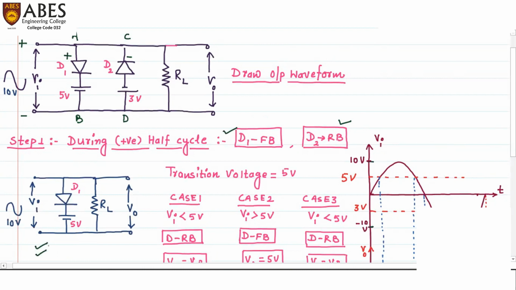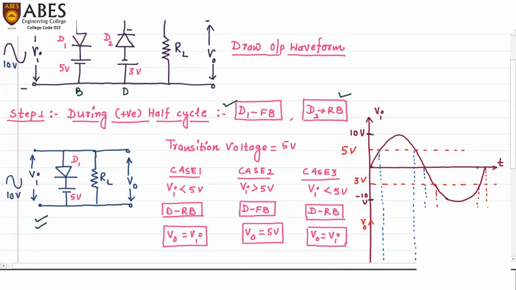This is the resultant diagram wherein I have omitted the branch comprising diode D2, because during positive half cycle, diode D2 will be reverse biased and it will behave like an open circuit. So I have omitted this CD branch. The resultant diagram will be this. Here we can see this is a circuit of a parallel clipper. Why is it called a parallel clipper? Because the diode and RL both are connected in parallel.